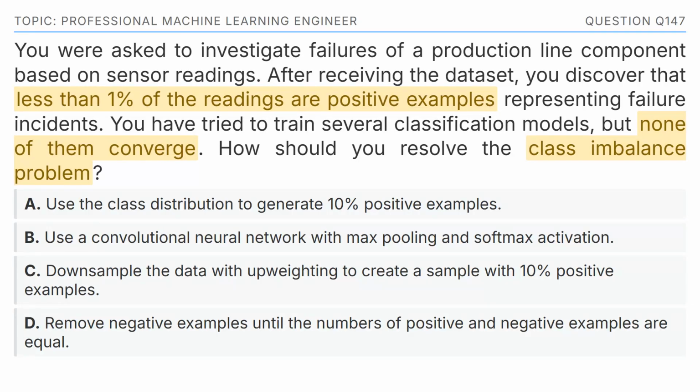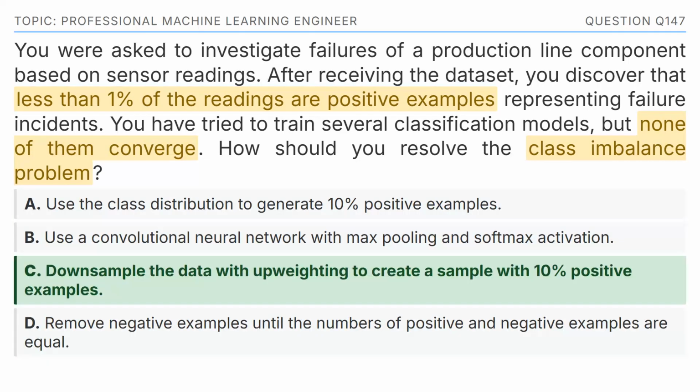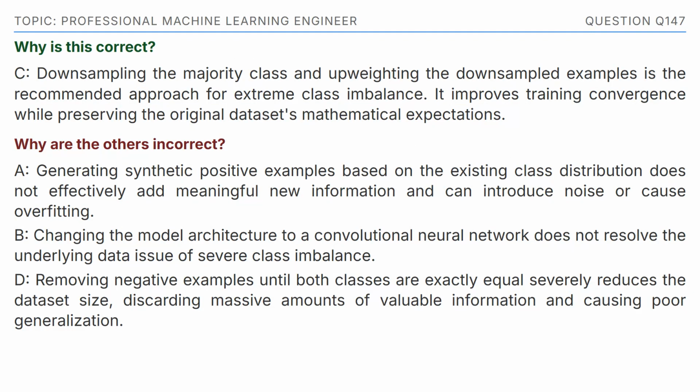To arrive at the correct answer, we focus on the keywords, less than 1% of the readings are positive examples, none of them converge, class imbalance problem. The correct answer is option C, downsample the data with upweighting to create a sample with 10% positive examples. Why is this correct? C. Downsampling the majority class and upweighting the downsampled examples is the recommended approach for extreme class imbalance. It improves training convergence while preserving the original dataset's mathematical expectations.